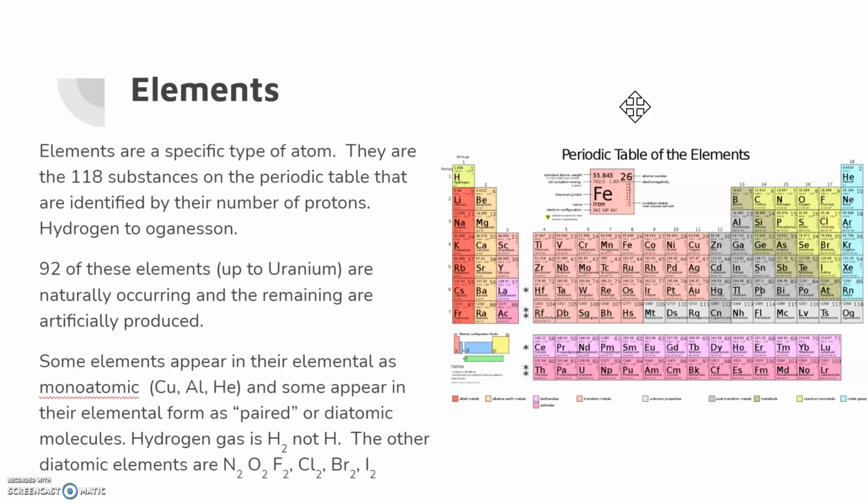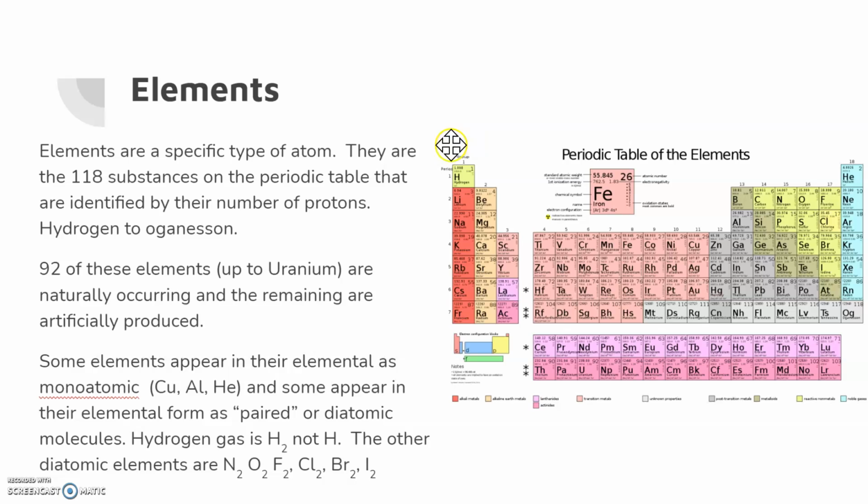Some elements, when we talk about them, like copper or aluminum or helium, we write them like this, just with their elemental symbol. But some elements in nature do not exist just as an atom by themselves. They exist in a molecule form, a paired or diatomic molecule. So if I'm talking about hydrogen gas, I'm not really talking about H gas, or if I'm talking about oxygen, what we breathe in the air, it's not listed as O, it's listed as H2 or O2 or N2, F2, Cl2, Br2, I2. Those are the other diatomic elements.